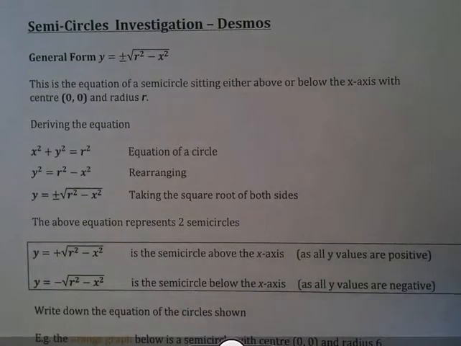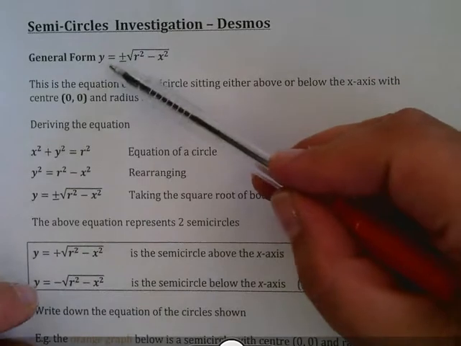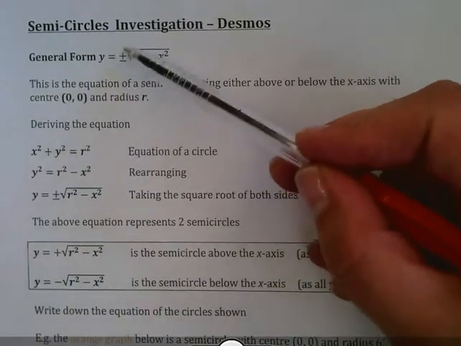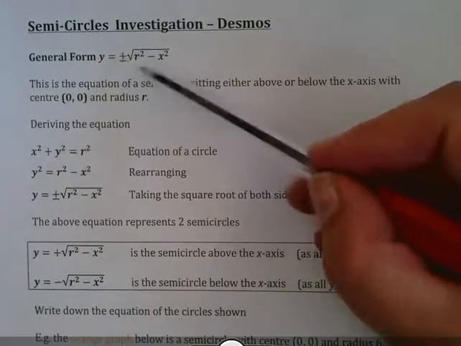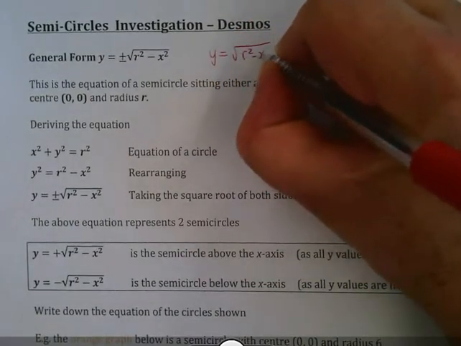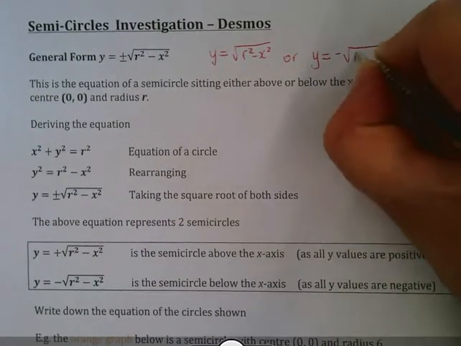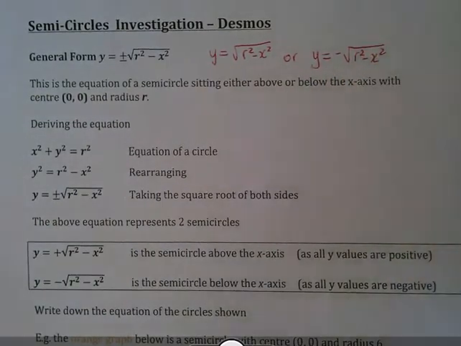Now we're looking at semicircles. When you see an equation of the form y equals, it'll either be positive, so you won't see the plus. So if you see y equals the square root of r squared minus x squared, or you see y equals the negative square root of r squared minus x squared, those are the equations of a semicircle.